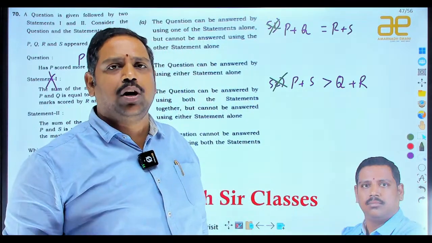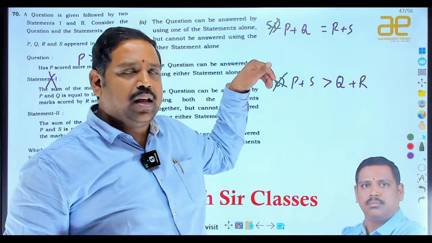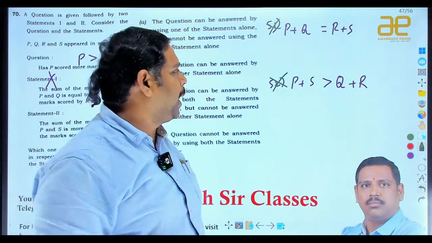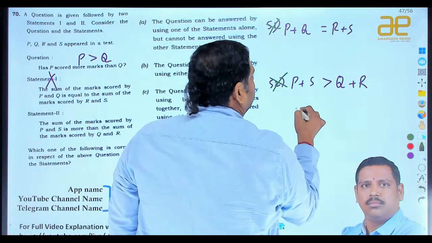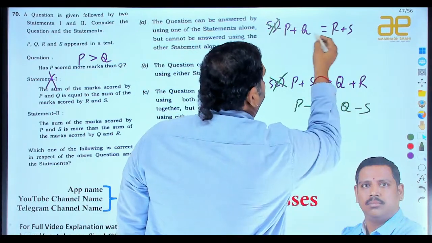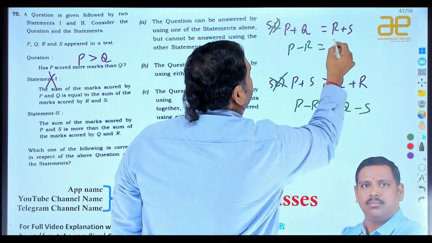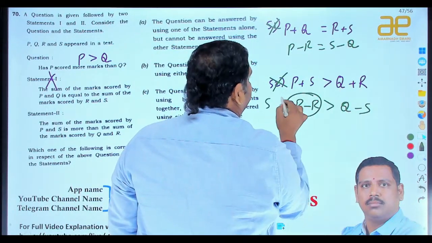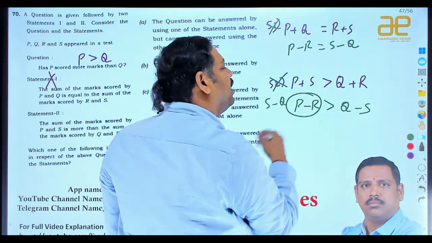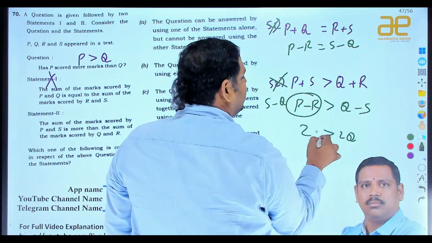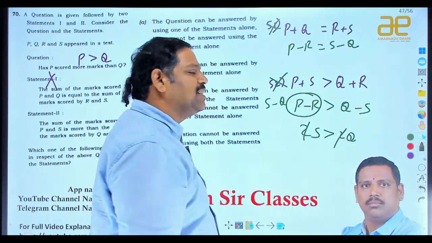If individually ruled out, go with them together. If I go for together, the best option is to go with the mathematical approach. Move the R this side. P minus R is greater than Q minus S. From here we can say that P minus R is equal to S minus Q. Replace this one with that. Segregate Q and S: minus Q this side, 2Q, minus S this side, 2S, S cancel. We can say that S is greater than Q.